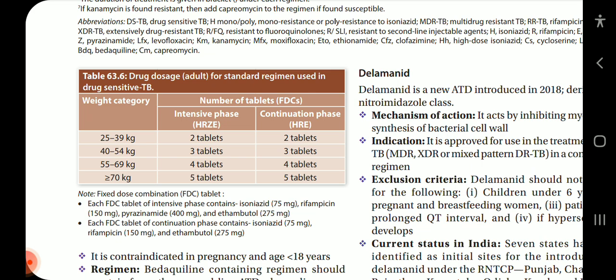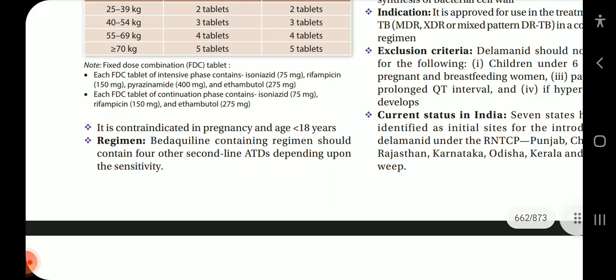Fixed dose combination FDC tablet contains, in intensive phase, isoniazid 75 mg, rifampicin 150 mg, pyrazinamide 400 mg, and ethambutol 275 mg. While FDC tablet of continuation phase contains isoniazid 75 mg, rifampicin 150 mg, and ethambutol 275 mg.